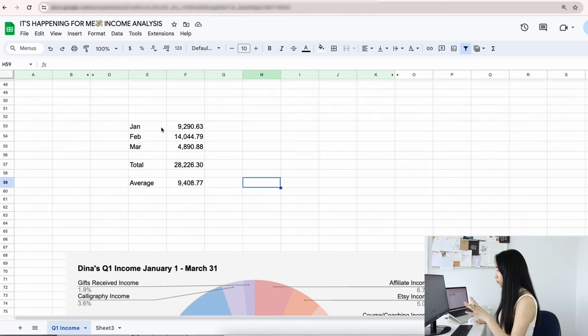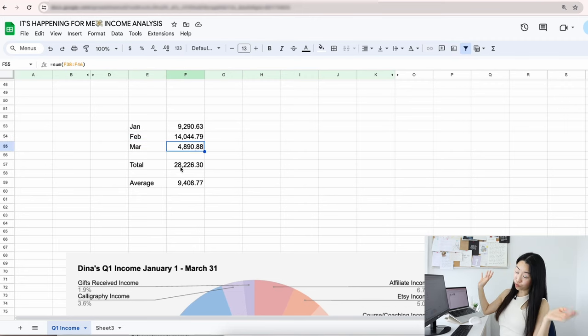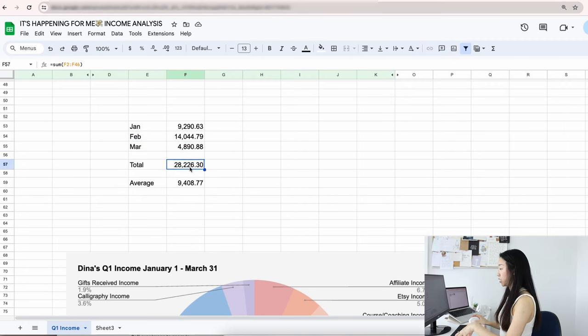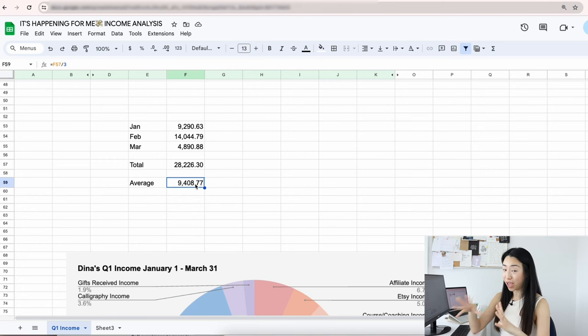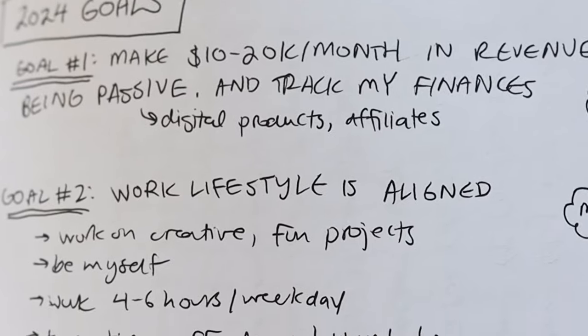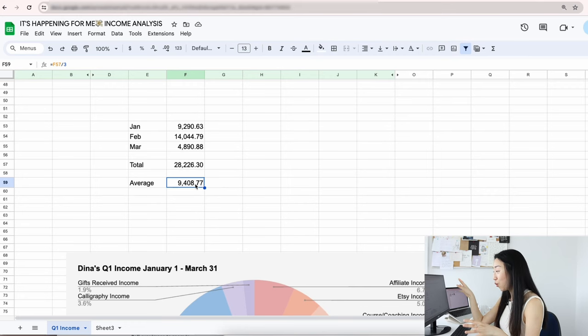The breakdown of how much I made was January, about 9,000, February, 14,000, March, almost 5,000. The total was 28,000. Remember, this is Canadian dollars, and this is just revenue. My average per month was 9,400, and I would say that is pretty good. I'm very happy. I almost hit the $10,000 revenue goal that I have, my 10,000 minimum goal. It's just the beginning of the year.